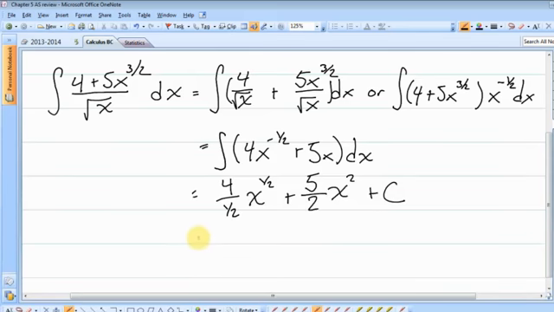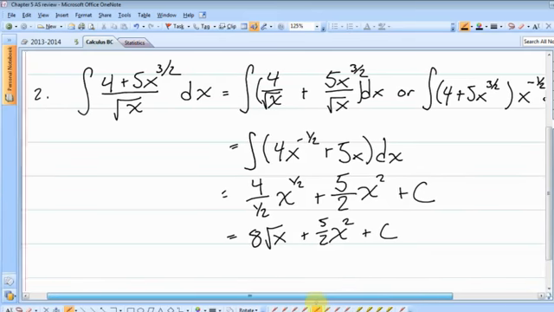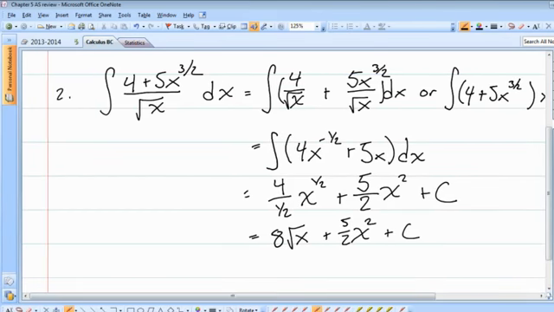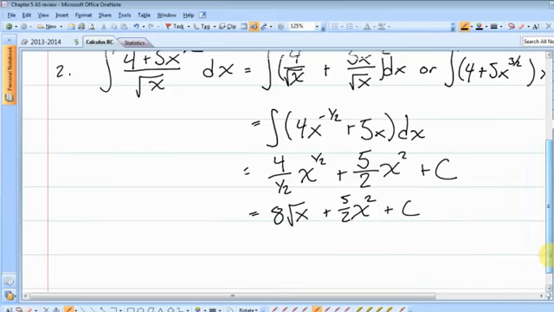And then you're going to want to write everything simplified. Remember, no compound fractions, no compound rational expressions. So that's 8 square root of x plus 5/2 x squared plus constant. That takes care of number 2. Any questions so far? Great. 3.